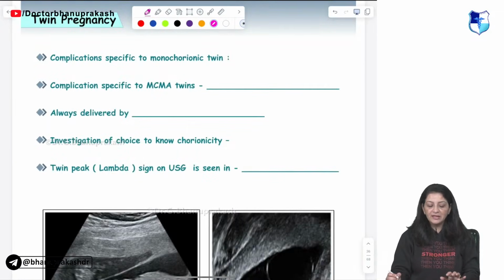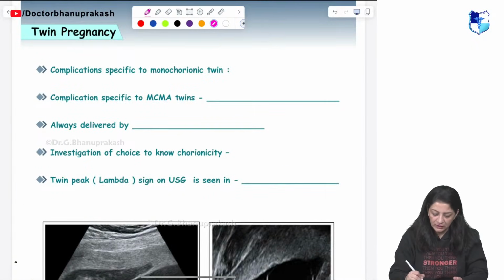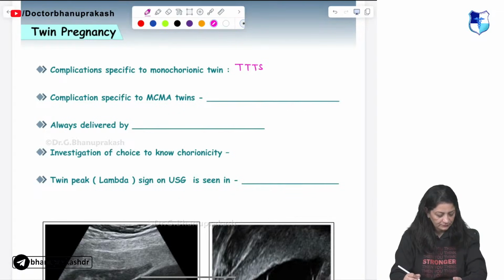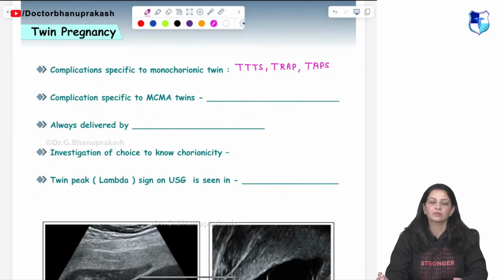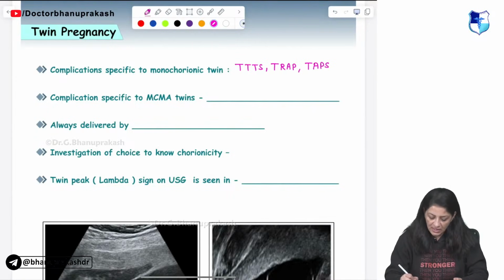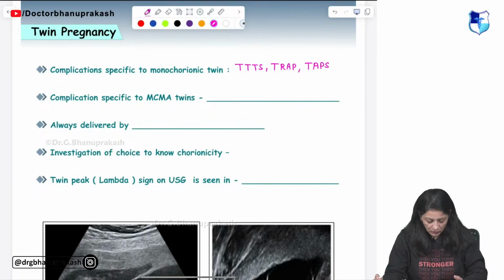So what are the complications specific to monochorionic twins? Twin to twin transfusion syndrome, TRAP, twin reverse arterial perfusion, and TAPS, twin anemia polycythemia syndrome. So these are the complications associated with monochorionic twins.